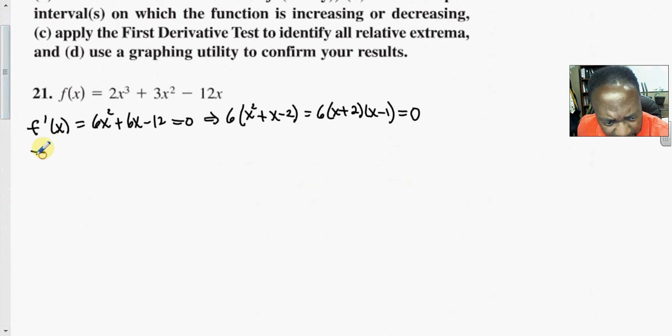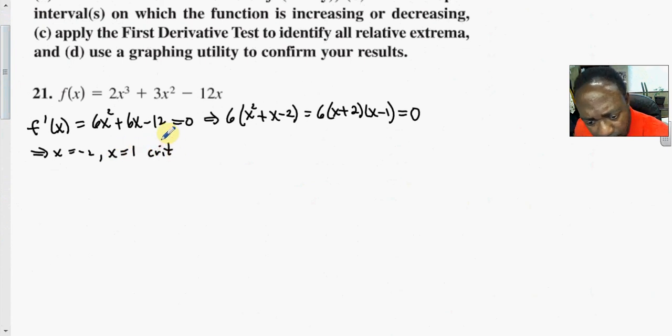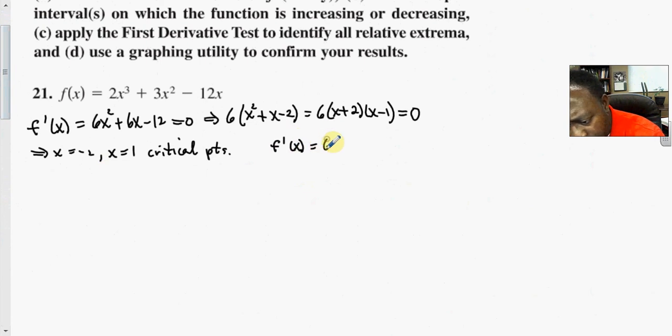If that be the case, this implies that x is equal to negative 2 and x equal to 1. These are our critical points. Now the next step we do is partition the number line based on these critical values and consider f prime, right? So f prime of x is equal to 6 times x plus 2 times x minus 1.